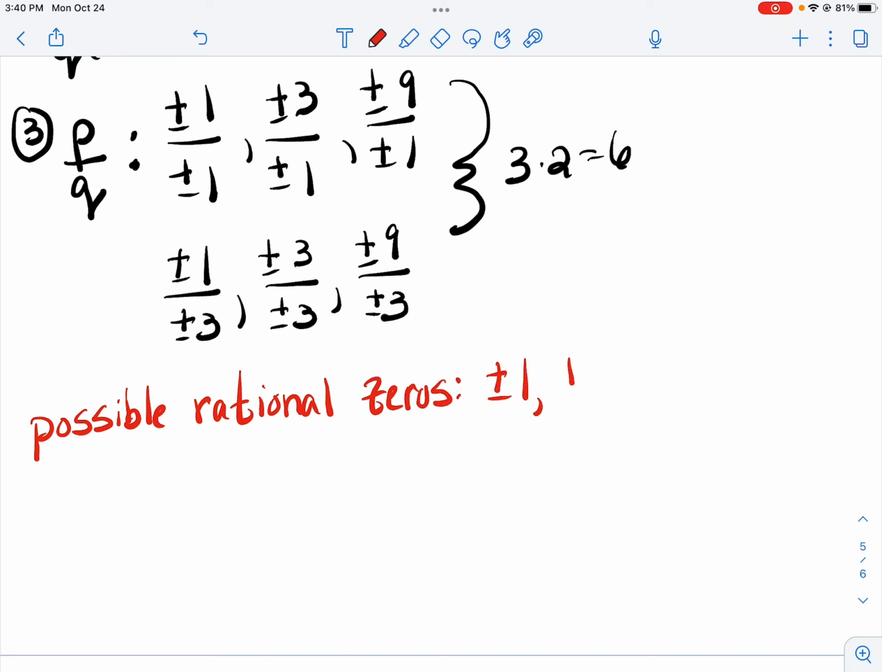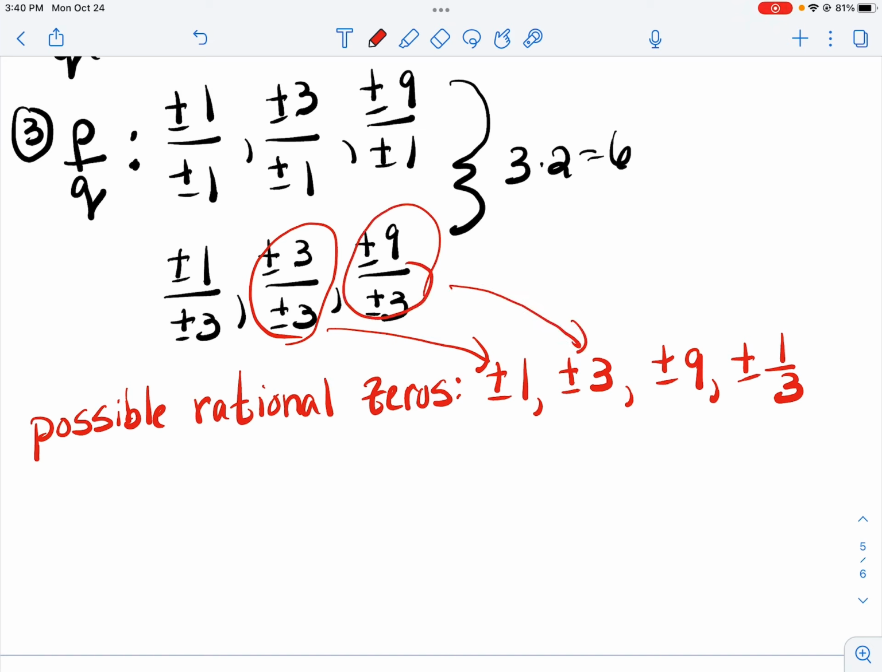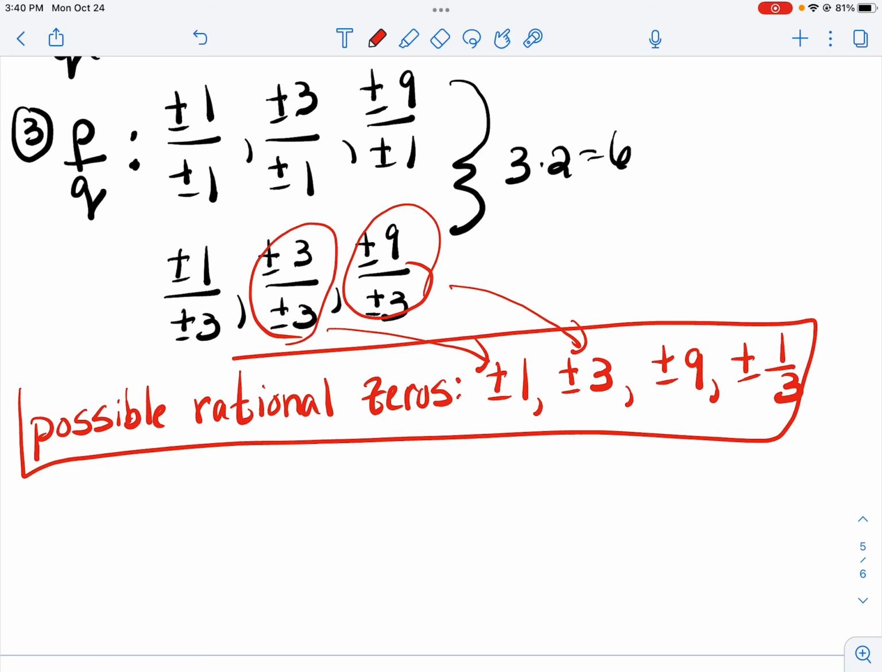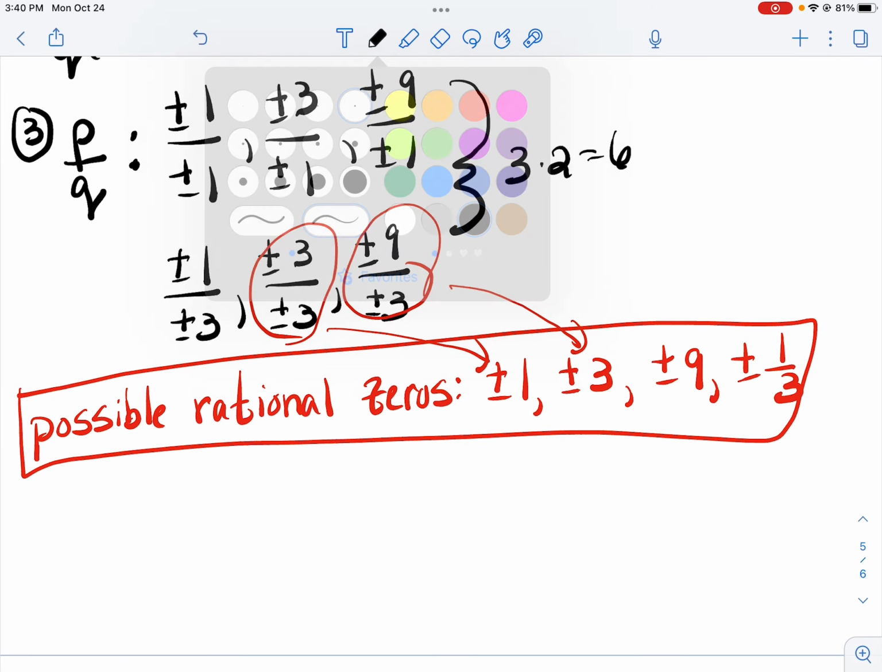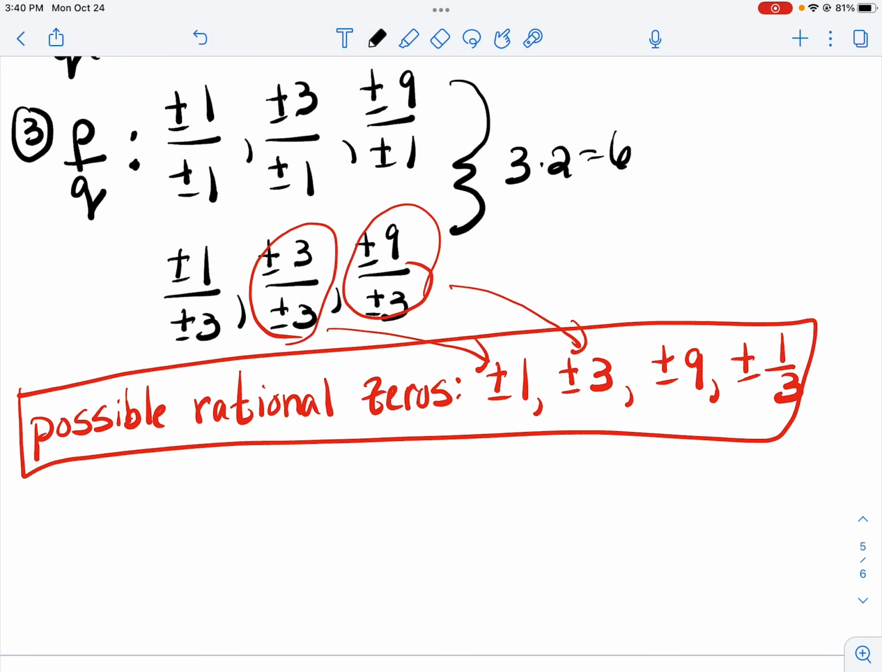One over 1 is 1. 3 over 1 is 3. 9 over 1 is 9. 1 over 3 is 1/3. 3 over 3 is 1. It's already in the list. And 9 over 3 is 3. It is also already in the list. So these are all of my possible rational zeros. Now these are possible. It doesn't mean they are definite zeros.